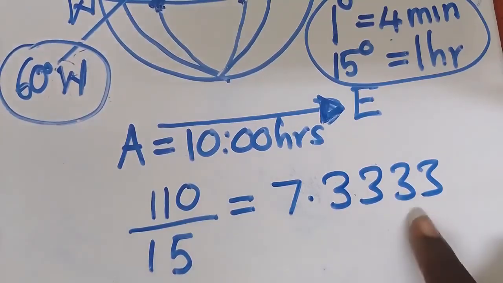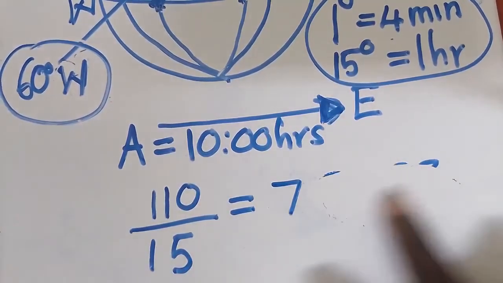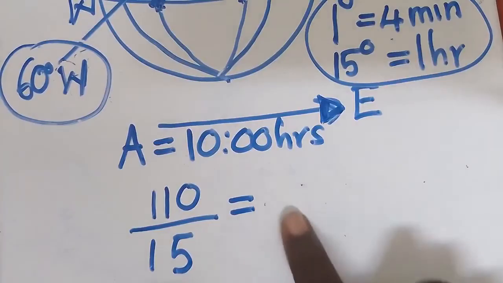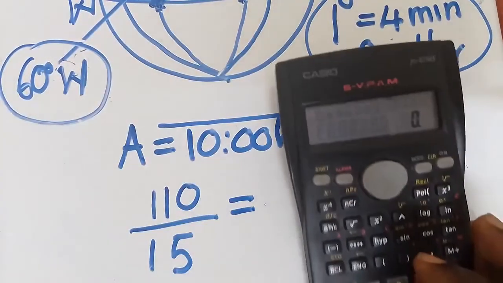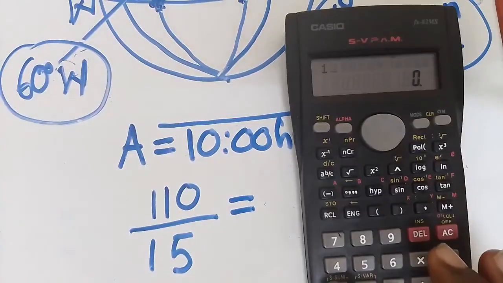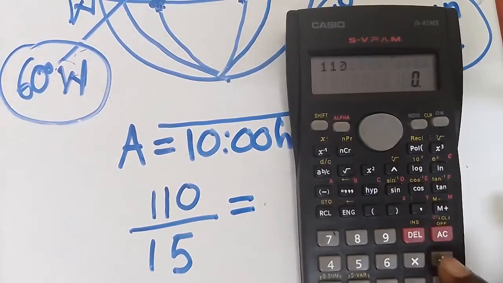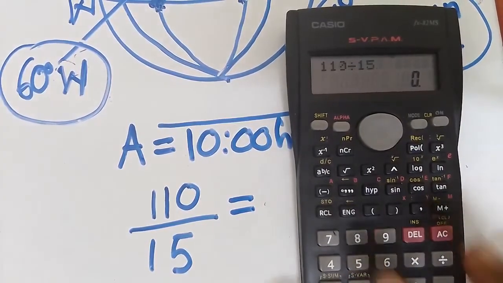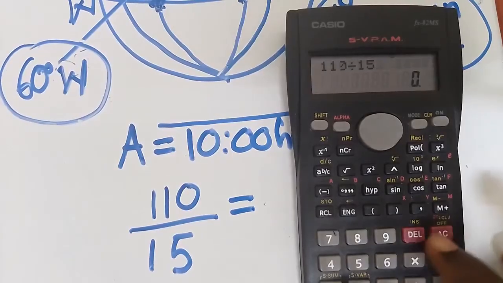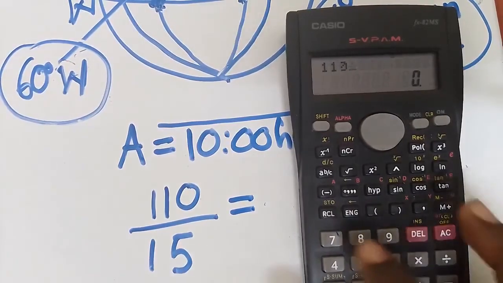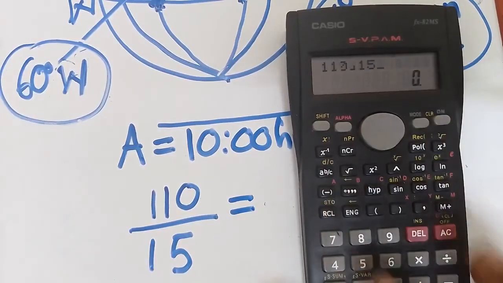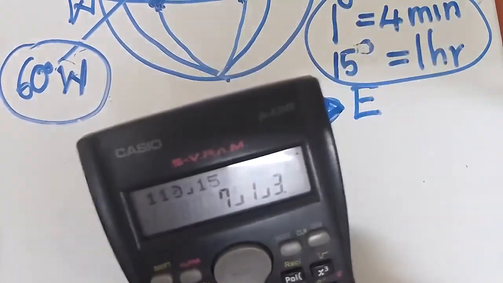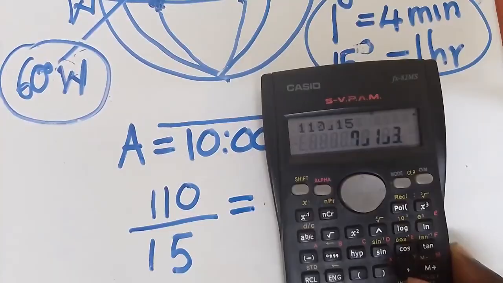If you leave it like this, this is a mistake. What you need to do is go on your calculator and enter 110 over 15. Don't use the normal division; use the fraction key here, over 15. Have you seen the answer?